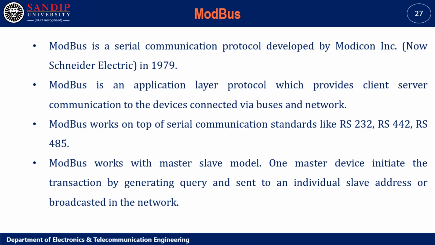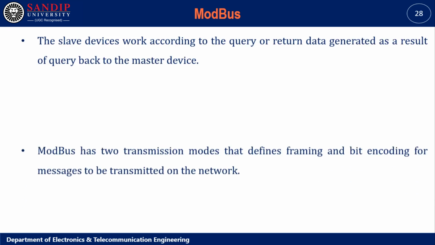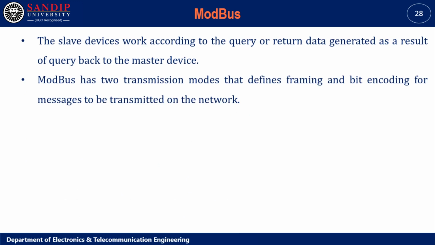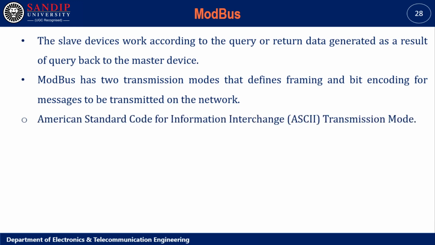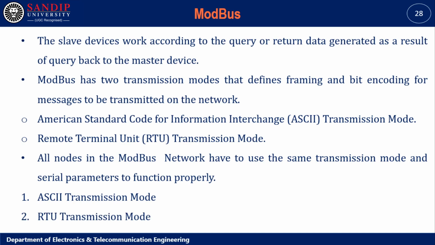One master device initiates the transaction by generating a query and sending it to an individual slave address or broadcasting it in the network. The slave devices work according to the query or return data generated as a result of the query back to the master device. Modbus has two transmission modes that define framing and bit encoding for messages to be transmitted on the network: American Standard Code for Information Interchange, that is ASCII, transmission mode, and Remote Terminal Unit, that is RTU, transmission mode. All nodes in the Modbus network have to use the same transmission mode and serial parameters to function properly. First is ASCII transmission mode and second is RTU transmission mode.